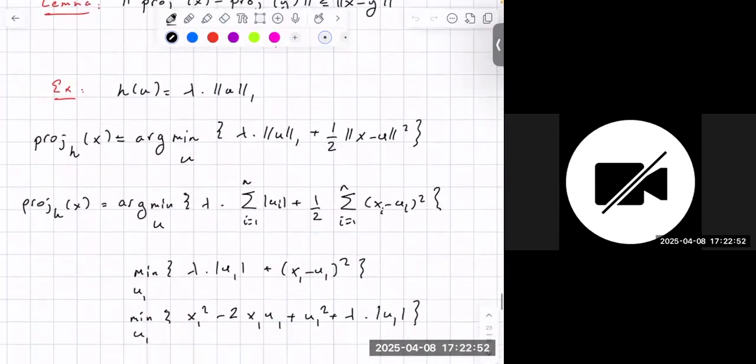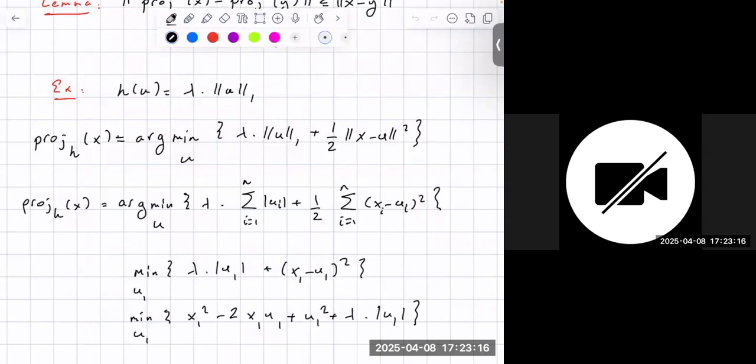So here's an example, the L1 norm. Let's try to work out this idea on the L1 norm and see how it comes about, okay? So in the L1 norm, the projection, if I use the L1 norm with a lambda parameter as my convex function, the definition will look like this. Okay, very good.